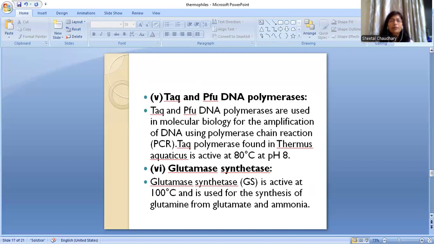Taq and Pfu DNA polymerases. Taq and Pfu DNA polymerases are used in molecular biology for the amplification of DNA using polymerase chain reaction. Taq polymerase found in Thermus aquaticus is active at 80 degrees centigrade at pH 8. Glutamine synthetase. Glutamine synthetase is active at 100 degrees centigrade and is used for synthesis of glutamine from glutamate and ammonia.